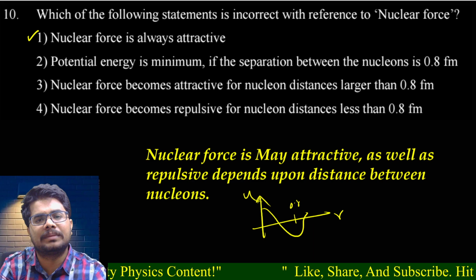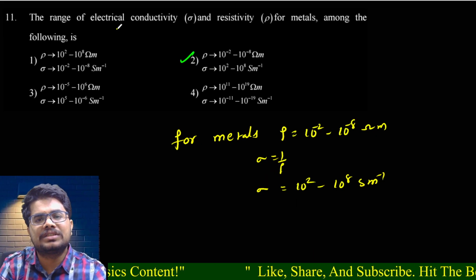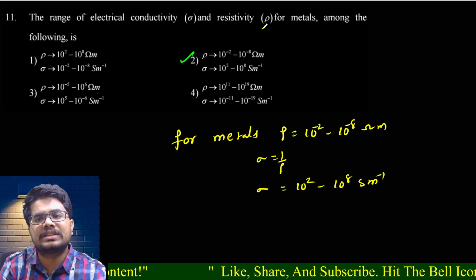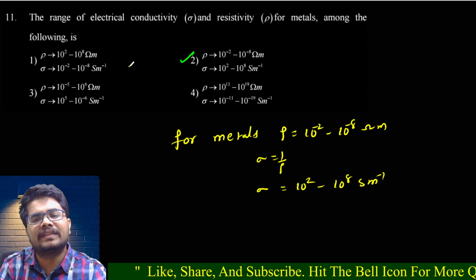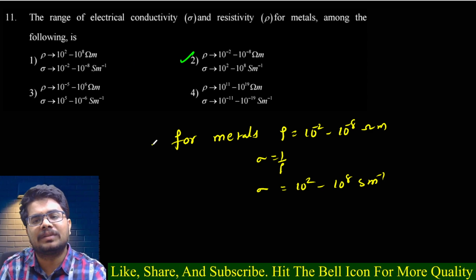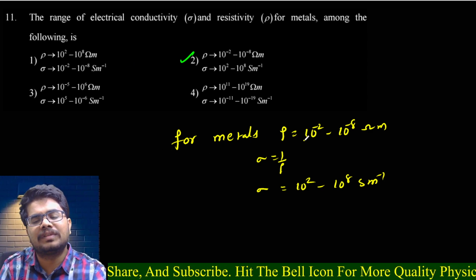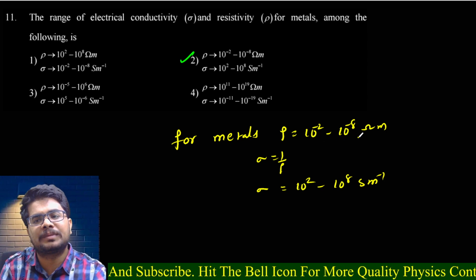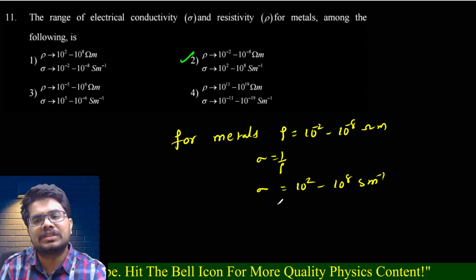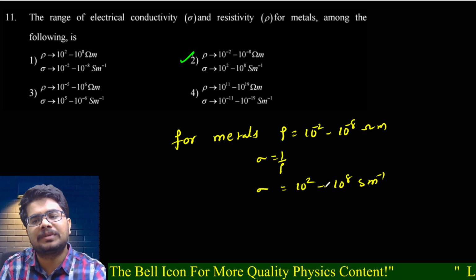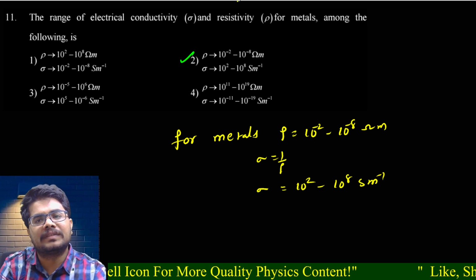Don't make blind mistakes. The range of electrical conductivity sigma, with resistivity rho, for metals among the following. See, this thing they have literally given in the semiconductors chapter, Nana. For metals, rho ranges from 10 power minus 2 to 10 power minus 8 ohm meter. So you know that sigma conductivity is 1 by rho, na? So sigma equal to the reciprocal of that is going to be how much? 10 power 2 to 10 power 8 Siemens per meter, which you will get here, Nana.